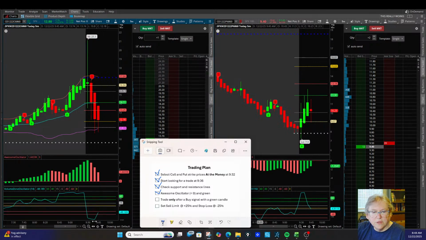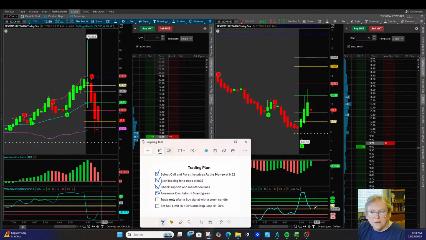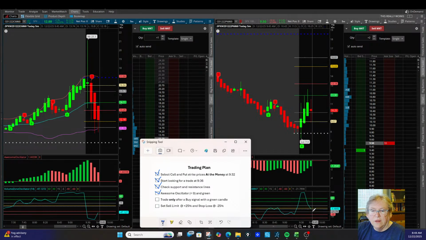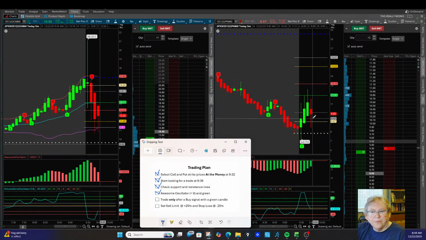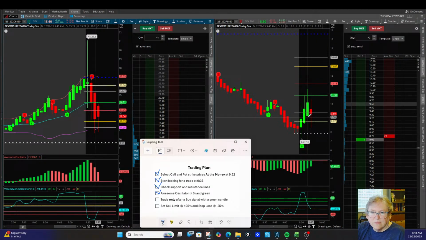Okay, the volume zone oscillator has started to head up on the call side. On the put side, the volume zone oscillator is heading down past the 0 line, and we have a red candle. So if I had bought this one, I would have already been stopped out.